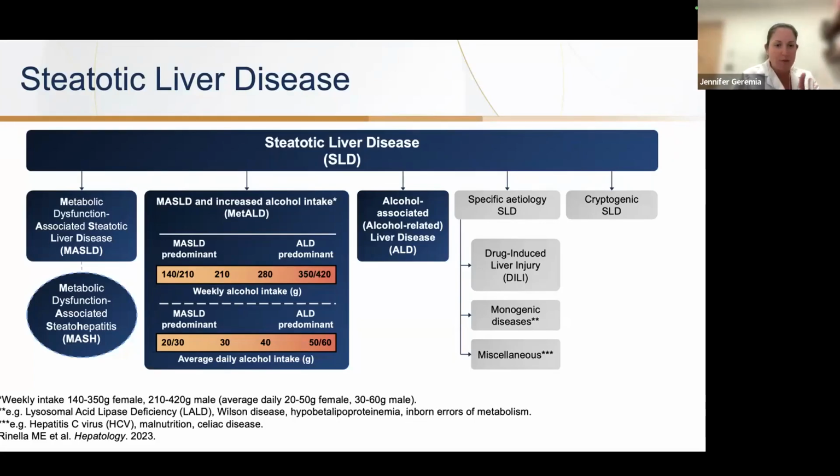And theoretically, if 20 were it, so you see the top is weekly and daily is below, then she would fall more in the MASLD predominance, okay? Versus someone who is much heavier in the alcohol predominance.